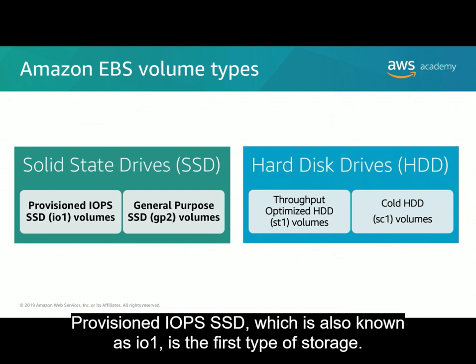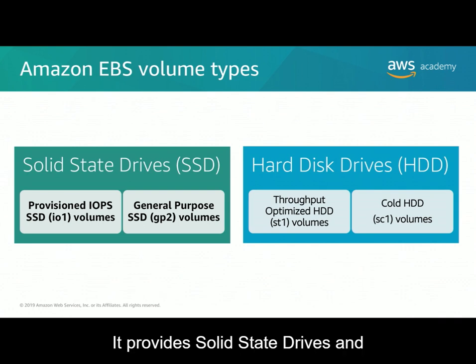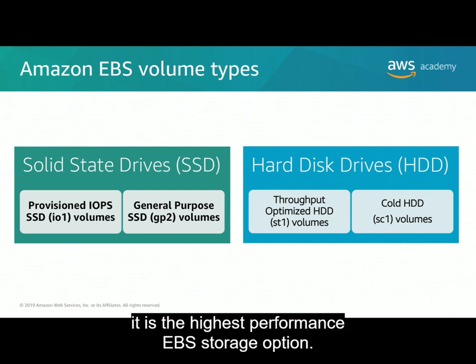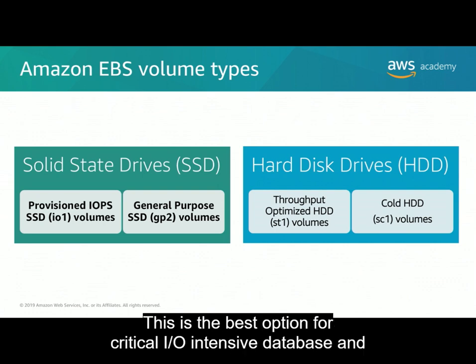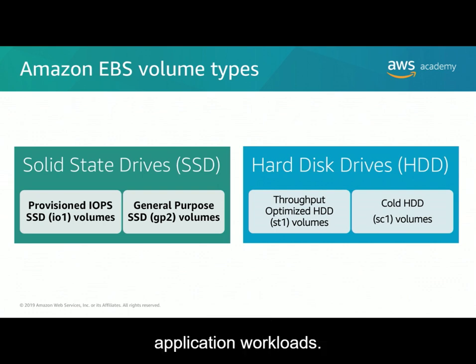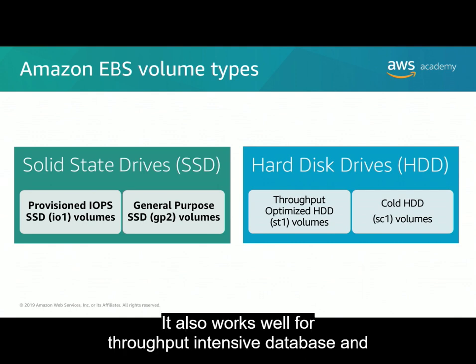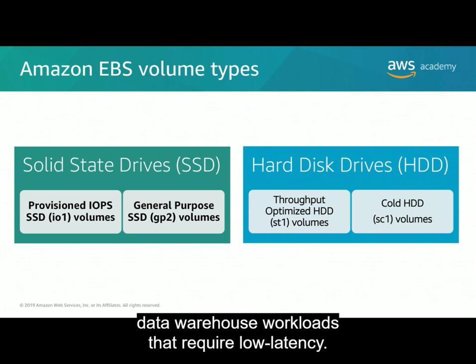Provisioned IOPS SSD, which is also known as IO1, is the first type of storage. It provides solid-state drives, and it is the highest performance EBS storage option. This is the best option for critical, I/O-intensive database and application workloads. It also works well for throughput-intensive database and data warehouse workloads that require low latency.